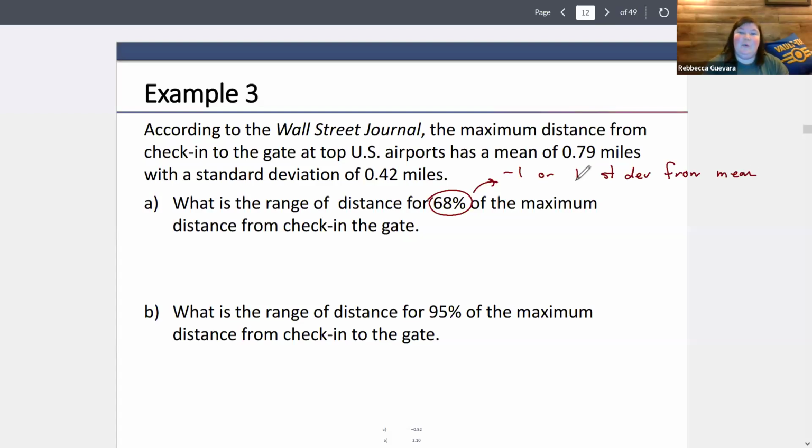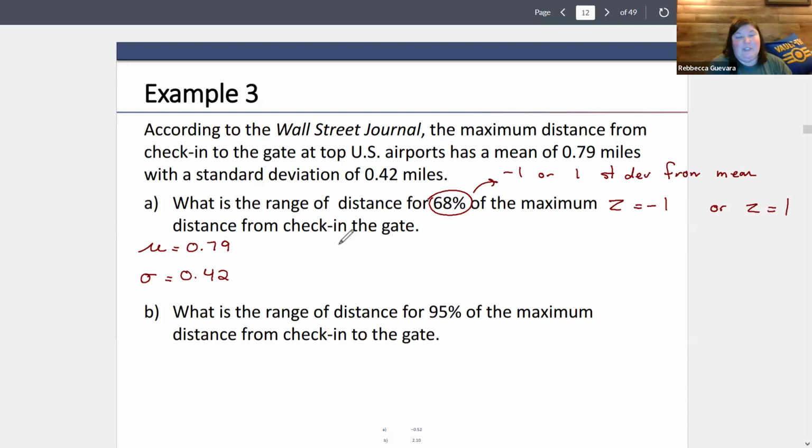So if I'm within -1 or 1 standard deviation from the mean, that means the z-score for whatever that distance is going to be 1 or -1. I said that backwards, sorry, so -1 or 1. So if I want to figure out the range of distances for 68% of my data, we have a mean of 0.79 and a standard deviation of 0.42.